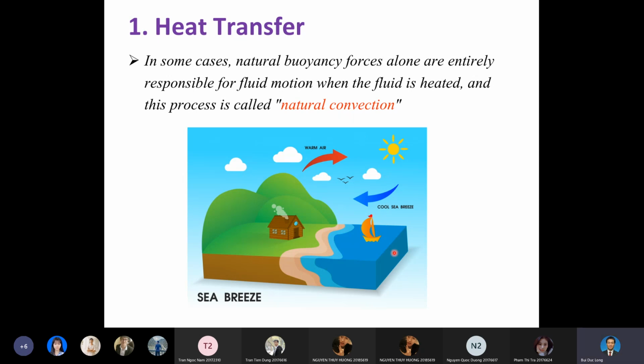For example, the air moves from the hot region to the cold region, or the opposite direction. For example, the sea breeze: the cool sea air moves to the continent, and the warm or hot air moves from the land to the sea. This is natural convection.